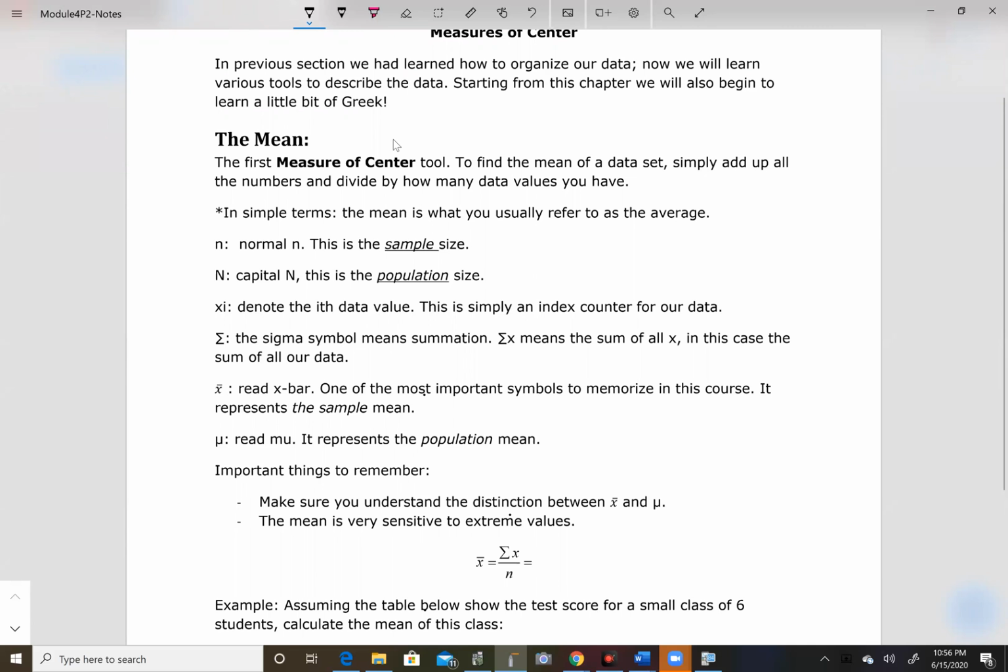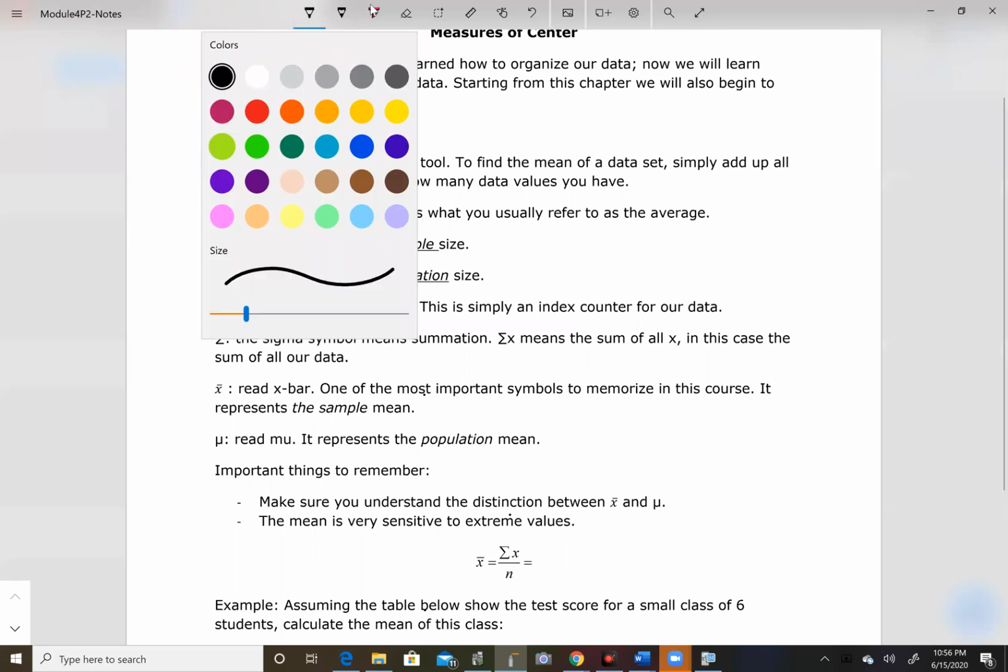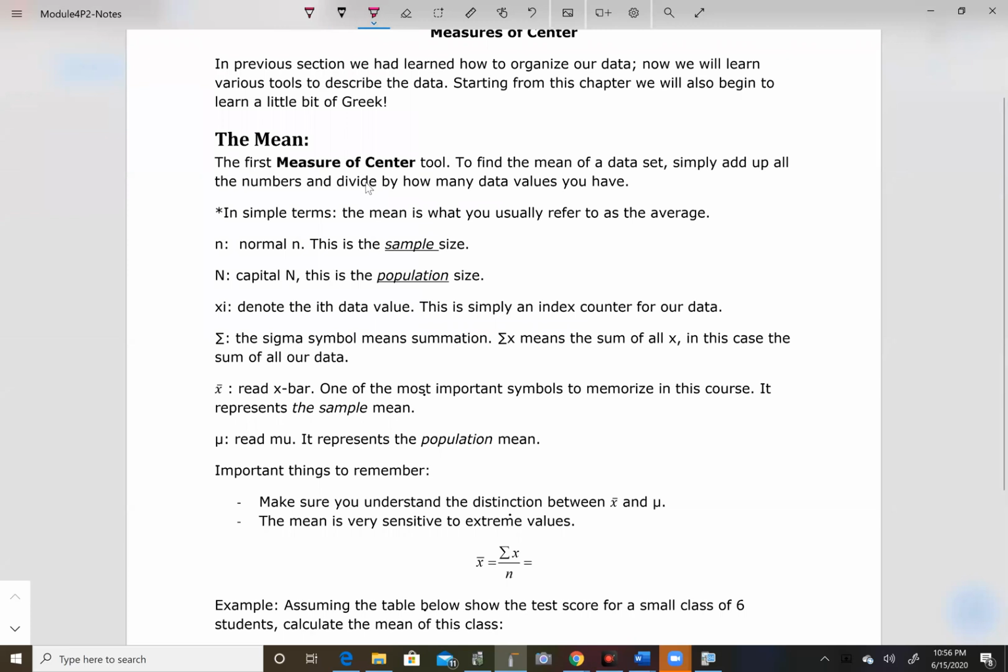So let's go through, if we're talking about the mean, and see what these notes are telling us about the mean. Okay. The first measures of center tool. To find the mean of a set of data, you simply add up all the numbers and divide by how many data values you have. We usually refer to it as the average in everyday life. I try to stick with the mean since that's the mathematical term.